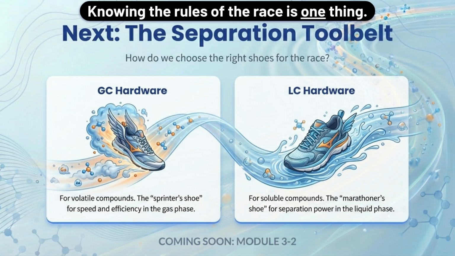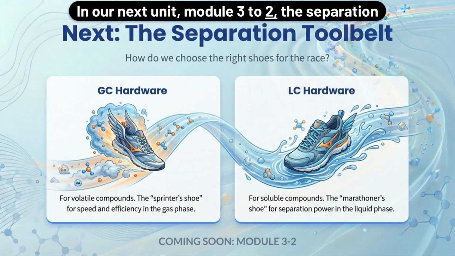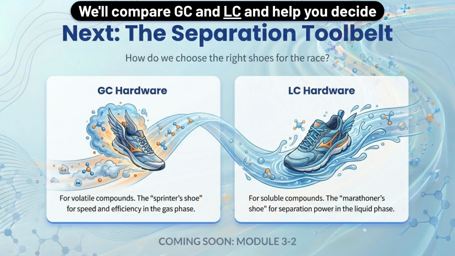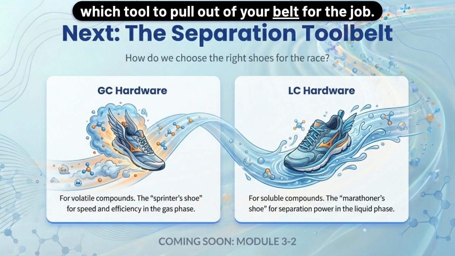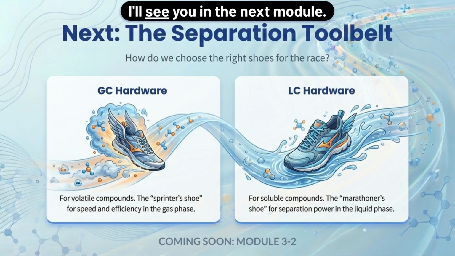Knowing the rules of the race is one thing. Having the right shoes is another. In our next unit, Module 3-2, the separation tool belt, we are going to look at the hardware. We'll compare GC and LC and help you decide which tool to pull out of your belt for the job. You've mastered the race. Now it's time to master the equipment. I'll see you in the next module.